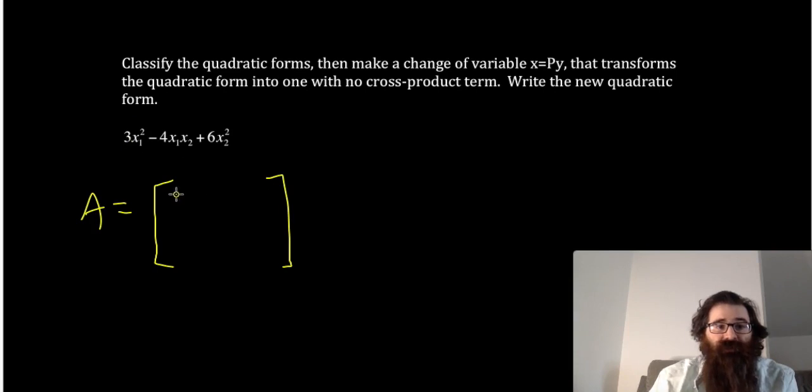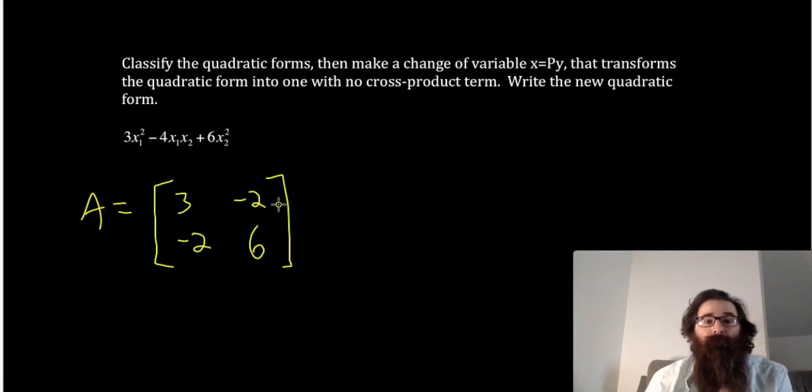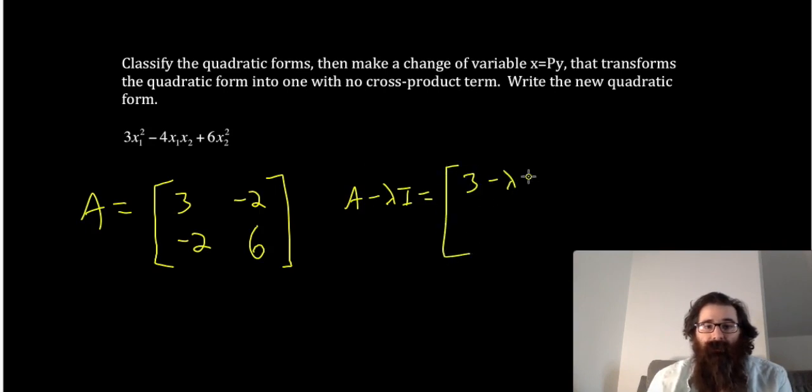So I have my 3x1 squared, so 3 goes here in the upper left. I can look at the very end and see I have a 6x2 squared, so 6 goes on that main diagonal as well. But then my x1, x2 term, it's got a coefficient of negative 4. Cut it in half. That's negative 2 and negative 2. And this is my symmetric matrix A. Now from here, we're going to do orthogonal diagonalization. So it should be very familiar to us from the previous lecture. I want A minus lambda I. So I subtract lambda on the main diagonal.